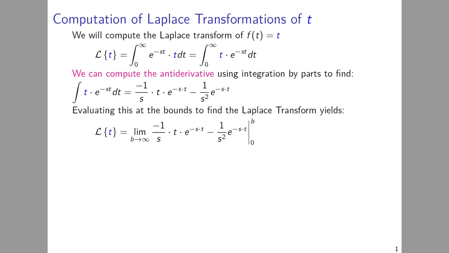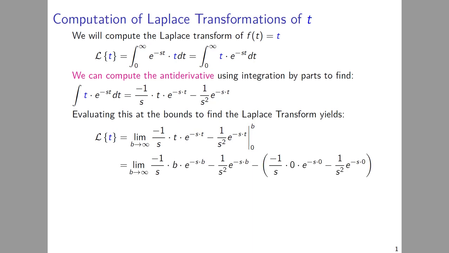So the Laplace transform of t is the limit as b goes to infinity of negative 1 over s times t e to the negative st minus 1 over s squared e to the negative st, evaluated at 0 and b. Putting in our bounds, we get the limit as b goes to infinity of our antiderivative evaluated at b minus our antiderivative evaluated at 0.